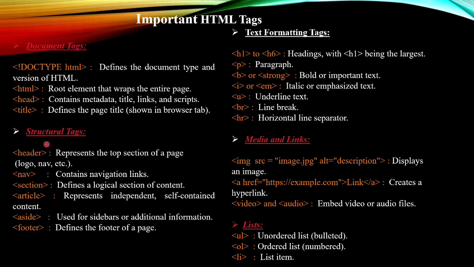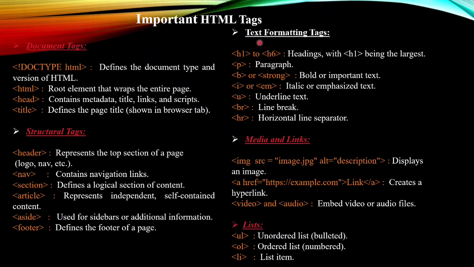The next tags are structural tags, that is header, nav, section, article, aside, and footer. Header represents the top section of the page, that is logo, navbar, etc. And nav contains the navigation links like home, about, services, contact page, and all. Section defines a logical section of the content. Article represents independent self-contained content, and aside tag is used for sidebars or additional information, and footer defines the footer of that particular page you are presenting.